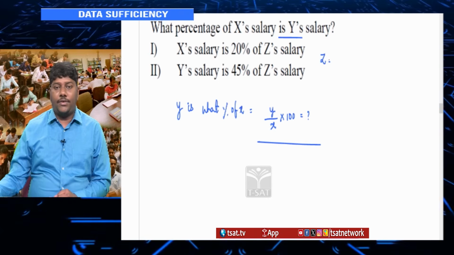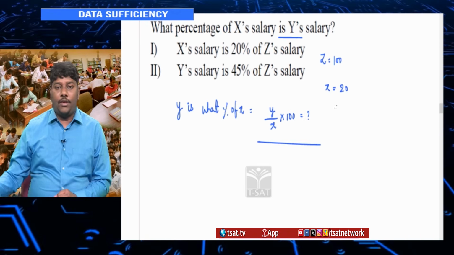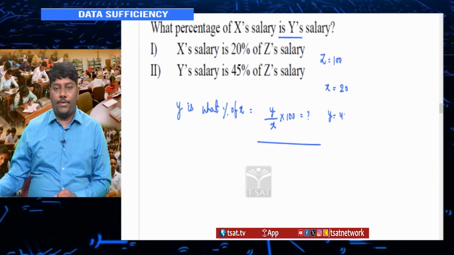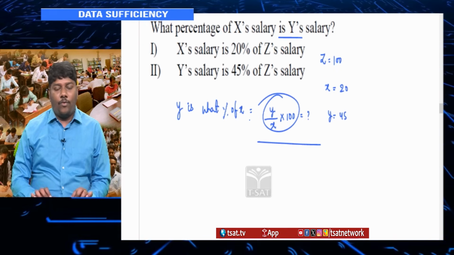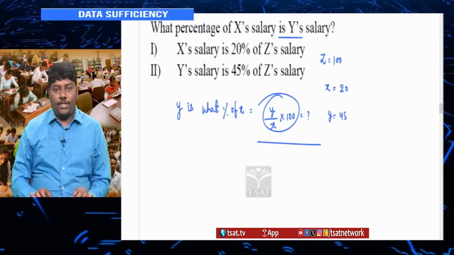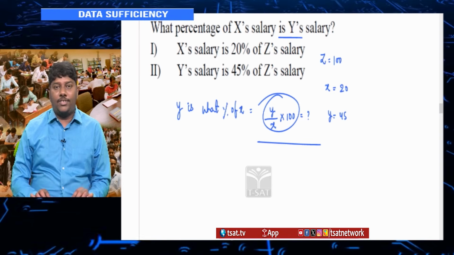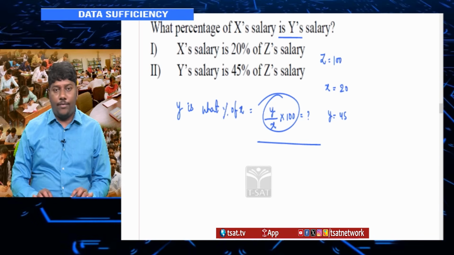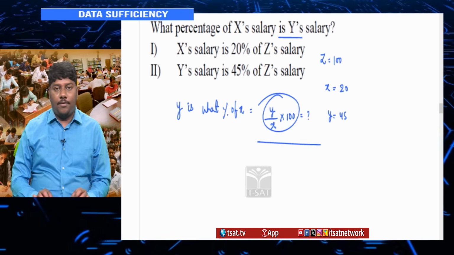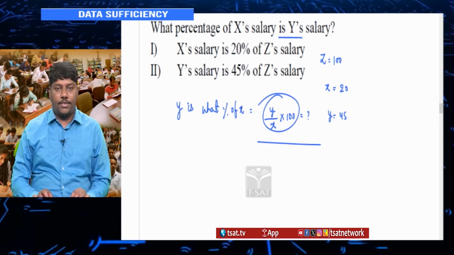How? I don't need to actually find out, but let's see here. When I take Z equal to 100 for a second, then X is 20% of Z, meaning 20. Y is 45% of Z, then it is 45. Now I get the value of Y by X into 100. Whatever it may be, when you know the relation between X and Y, you can find it. By using Z, by combining statements 1 and 2, you can actually answer the question. Therefore it is again option D.